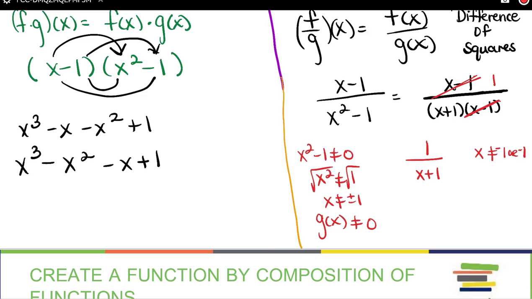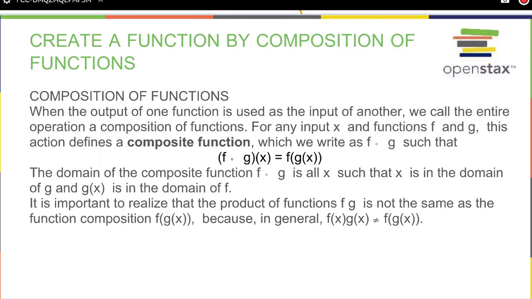So we're going to stop the video here and let you take a break before we pick up with our next portion where we will talk about composition of functions.